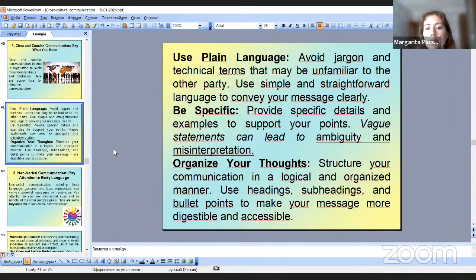It's better when you show some information on slides, maybe information which you lead to the other person through email, through telephone, through cell phones, or some technical devices. It's better to use headings, subheadings, and points which will be accessible and digestible. That will show that your thoughts are organized, and this also will lead to mutual understanding.